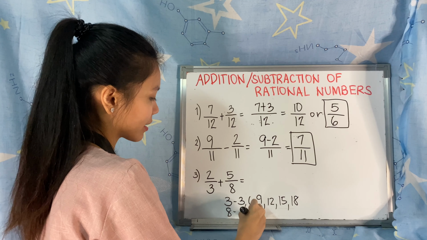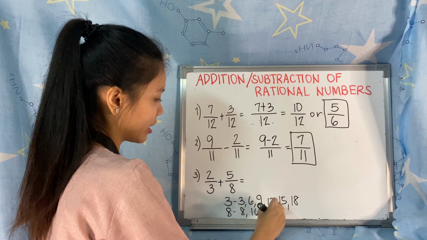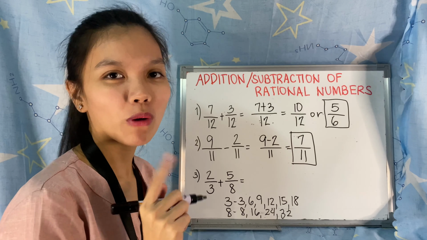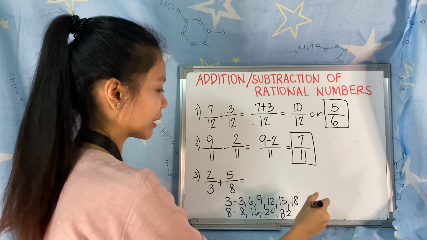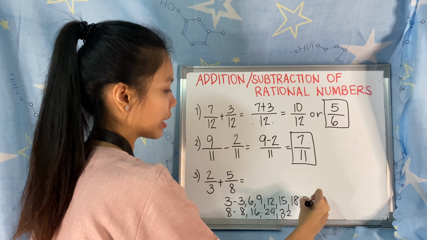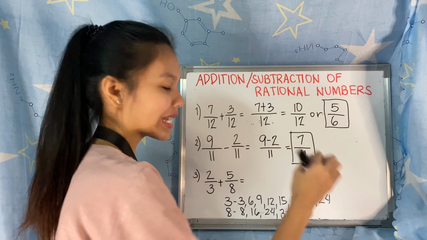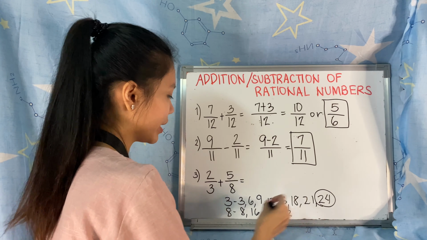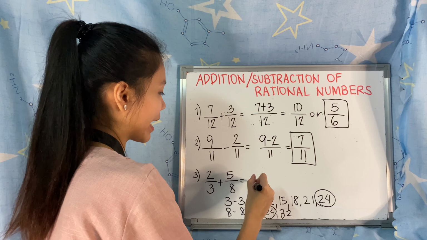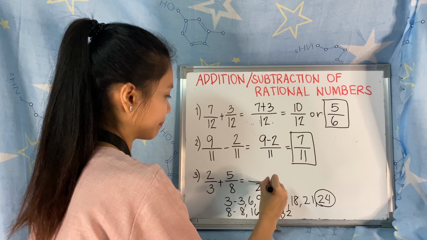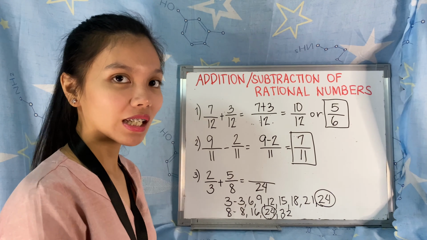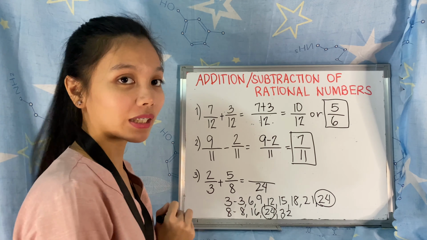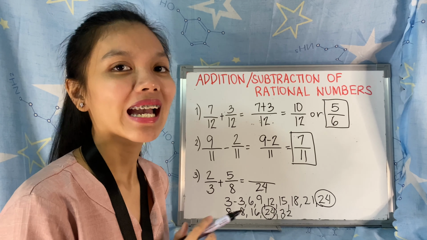8, 16, 24, 32. May magkapares na ba? Wala pa. So, i-continue natin si 3. 21, 24. Yes, meron ng magkaparehas. So, 24, that will be our LCD. So, LCD divided by the denominator. So, 24 divided by 3, the answer is 8.